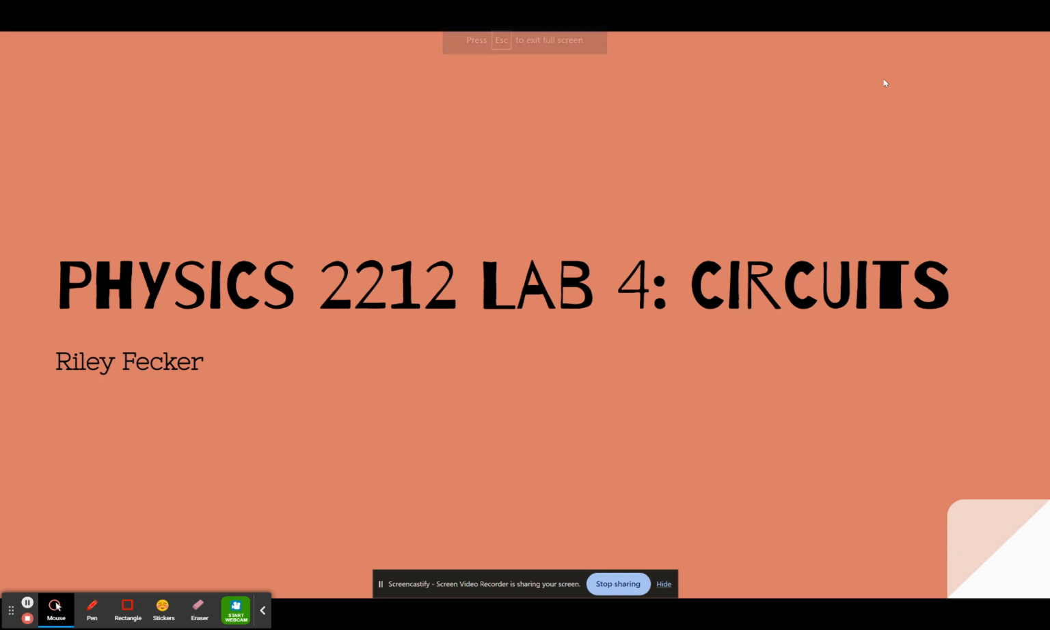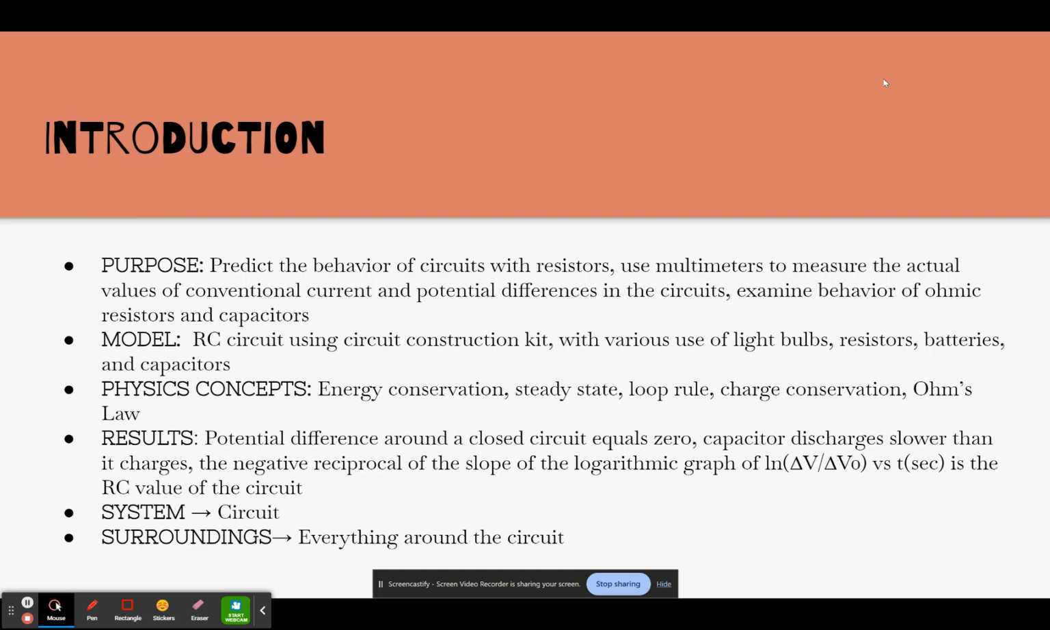All right, my name is Riley Fecker, and this is my Physics 2 lab for circuits. So the purpose of this lab was to predict the behavior of circuits with resistors, use multimeters to measure the actual values of conventional current and potential differences in the circuits, and examine the behavior of ohmic resistors and capacitors. The model that we used was an RC circuit, which we created using the circuit construction kit with various uses of light bulbs, resistors, batteries, and capacitors.